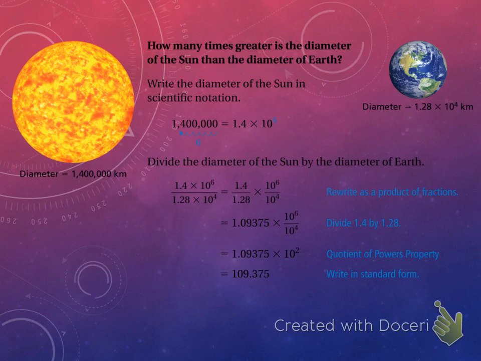So you're going to have 1.09375 times 10 to the 2nd. 6 minus 4 is 2. And then if you wanted to write that in standard form, it would be 109.375, because all we have to do is move the decimal point over 2 spots. So the diameter of the sun is about 109 times greater than the diameter of the earth.